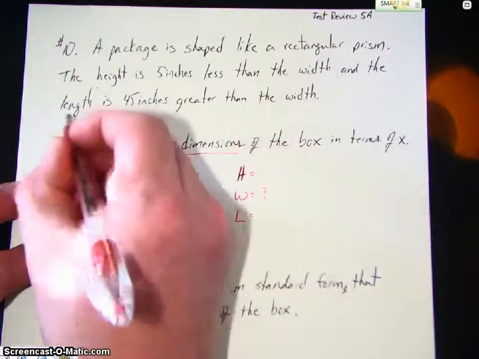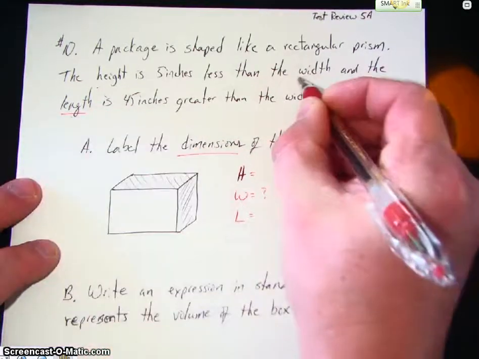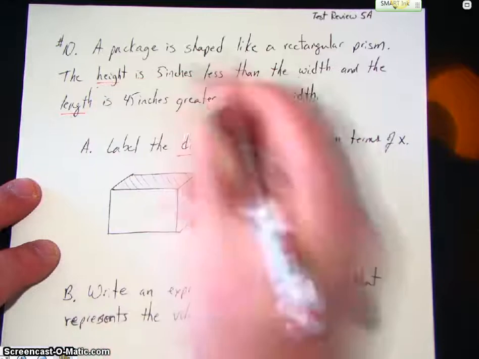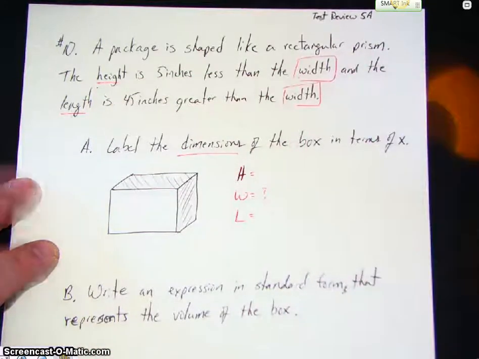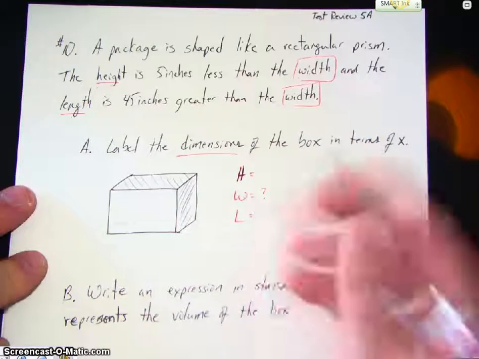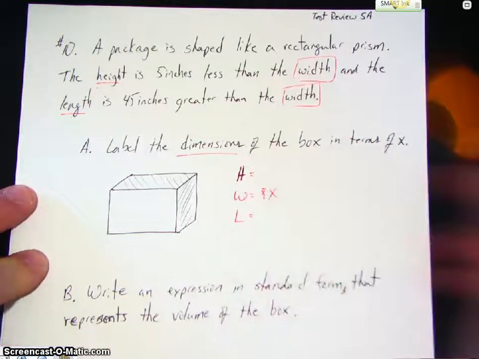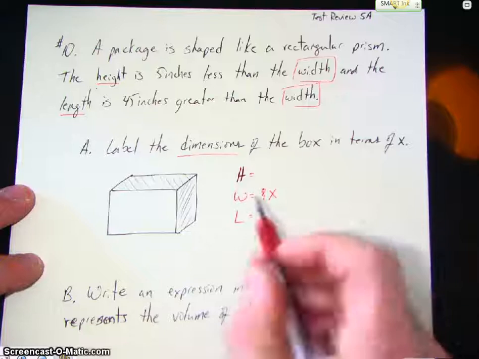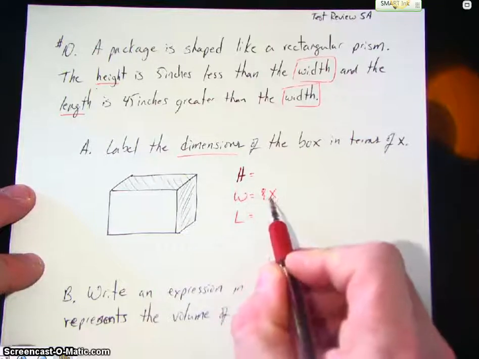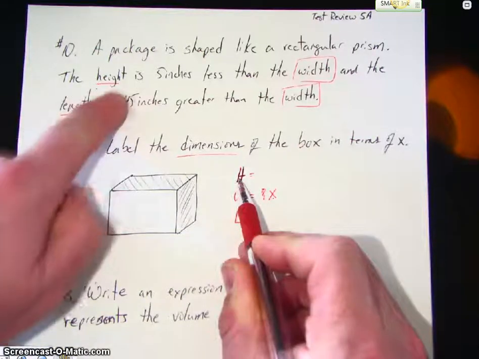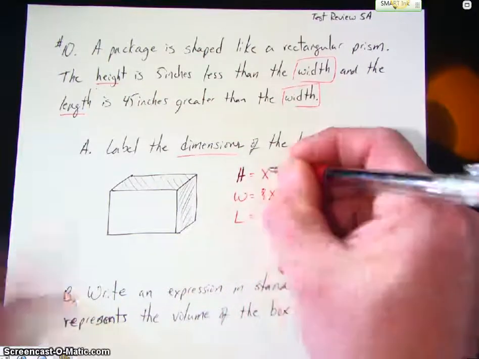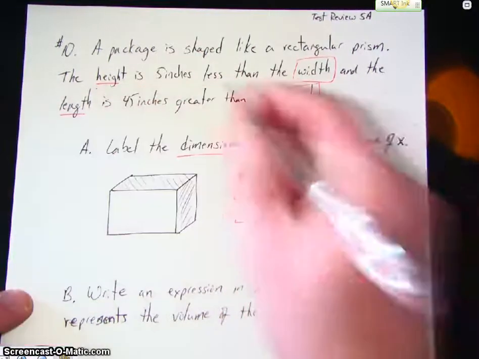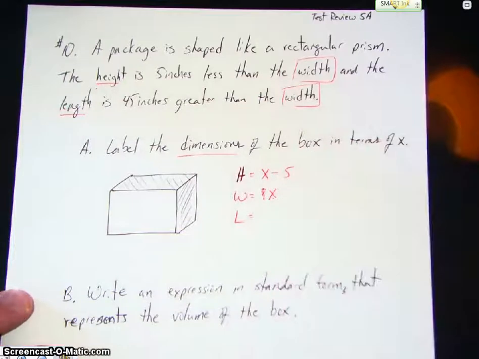You notice that both the length and the height are dependent on the width. All right? And since we don't know what the width is, we're going to call it x. Now we have something for the width. So now we can come up with the height. The height is 5 inches less than the width. So if the width is x, the height is 5 inches less than. Well, less than means subtract. Therefore, it will be x minus 5.